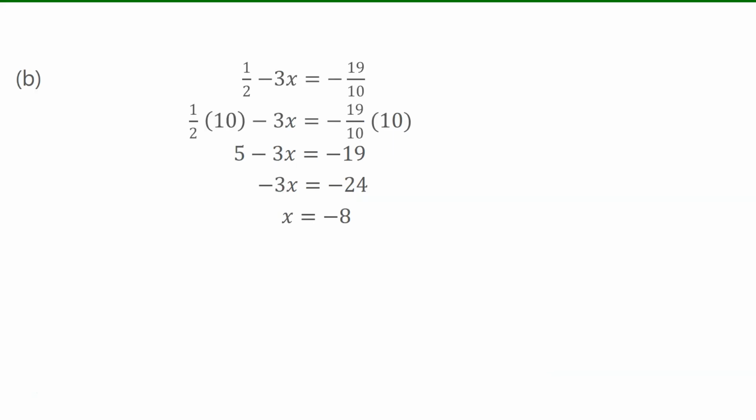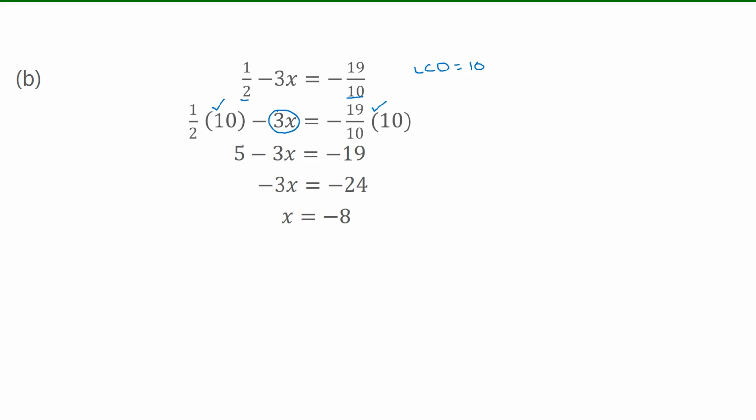Now in B, we have an equation that involves fractions. So we'll first find the LCD, lowest common denominator, and then we'll multiply each term by the LCD. So here between 2 and 10, the LCD is 10. So they multiplied 1/2 by 10, and they multiplied negative 19 over 10 by 10, but they did not multiply the 3x by 10. You have to multiply each term by the LCD, even if it's not a fraction.